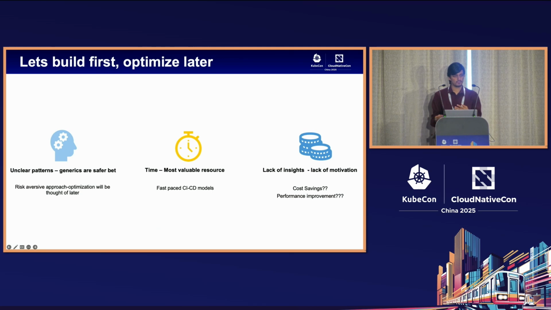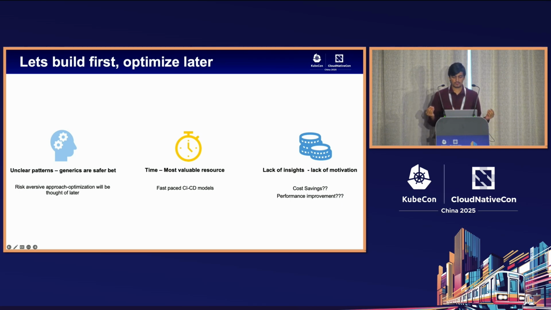First, because of these fast-paced CI/CD models where you need to get something out to your customers. But once you have reached your customers, there are hundreds of thousands of metrics and even more data analysis to be done. So that is one big problem that you already have. And with no insights like maybe performance or cost savings possible, there's even lesser motivation to do so.